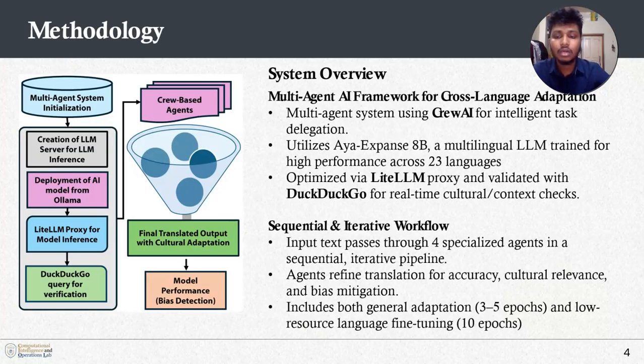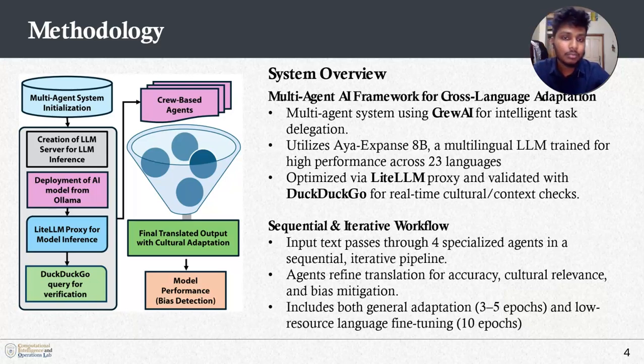Then if we go to our methodology section, our system overview: our system uses a multi-agent pipeline where each agent specializes in a specific role. Aya Expanse, a multilingual large language model, powers the core translation. We optimized the system using LiteLLM. And for cultural accuracy, we validate in real time with the DuckDuckGo search tool. This allows us to adapt translation dynamically based on culture.